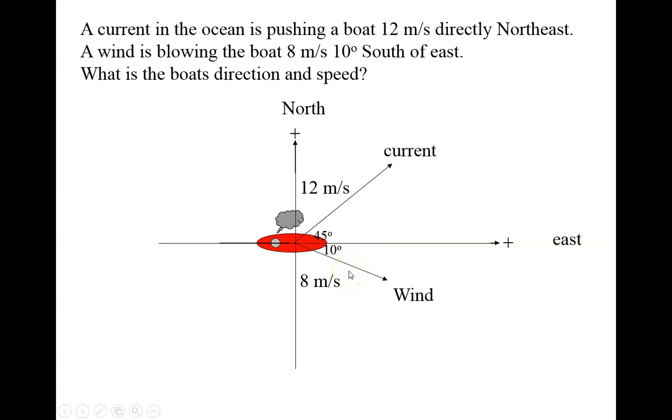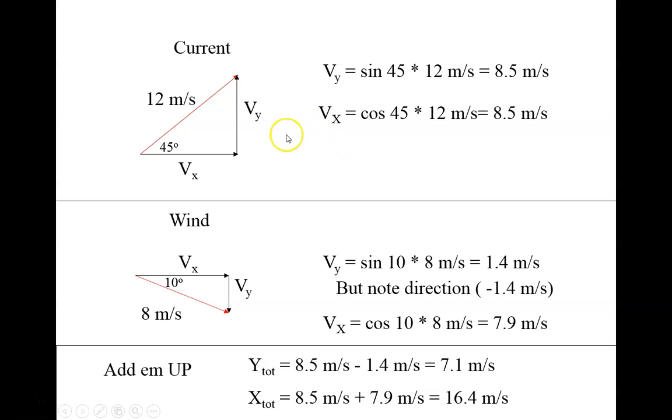So what we want to do is start by breaking apart these vectors into their components. For the current, which is 45 degrees, we use sine to find the y component and cosine to find the x component. Then we break apart the wind vector into its x and y components. Here's the y using sine again, and x using cosine, which won't always be the case. I mean, x won't be cosine every time. It kind of depends on how the vector is defined.